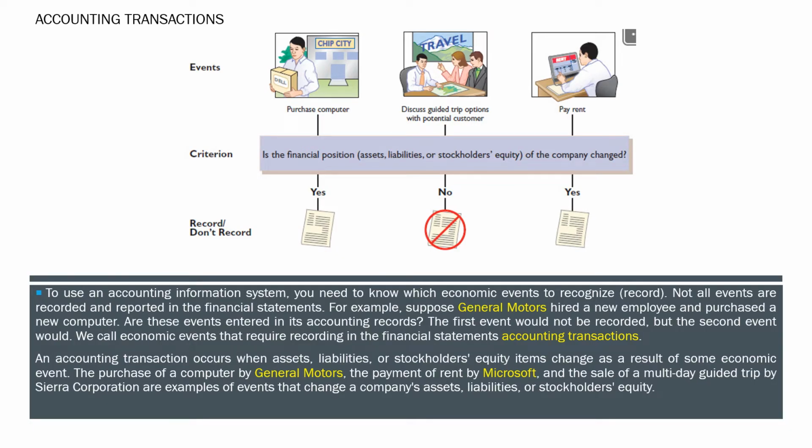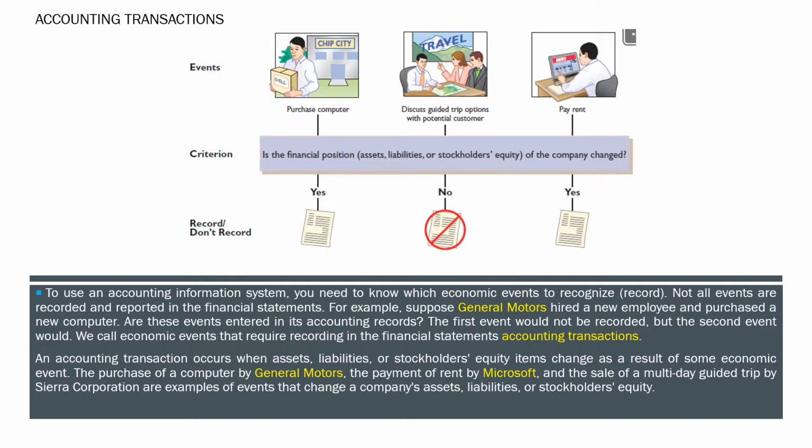Okay, so accounting transaction. To use an accounting information system, you need to know which economic events to recognize and record. Not all events are recorded and reported in the financial statement. For example, suppose GM hires a new employee and purchases a new computer. Are these events entered in the accounting records? The first event would not be recorded, but the second event would. We call economic events that require recording in the financial statement accounting transactions.